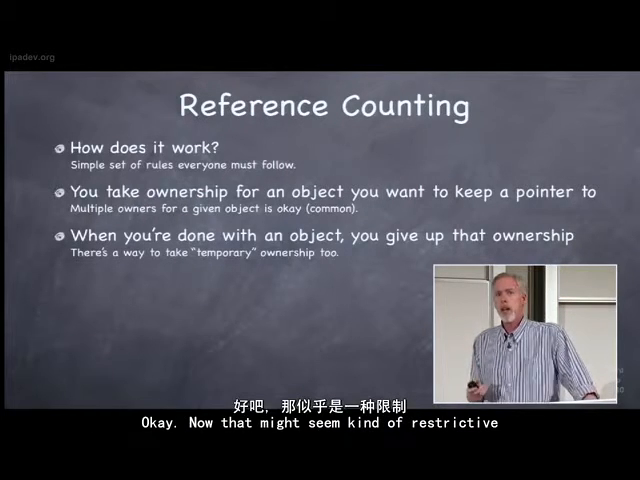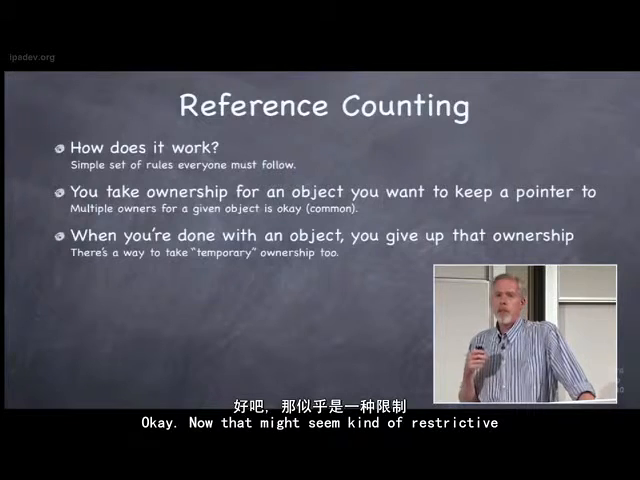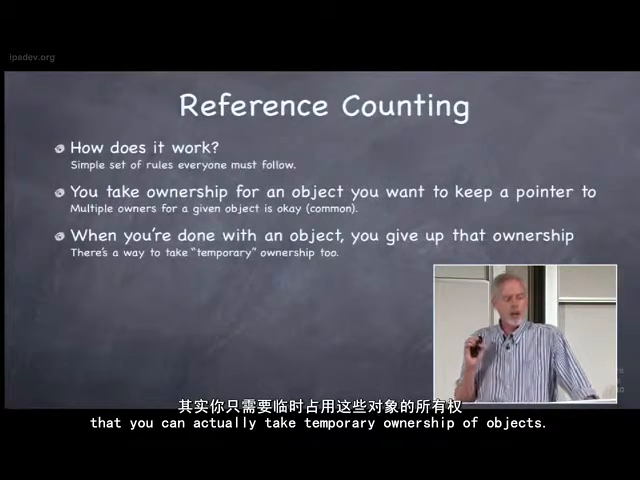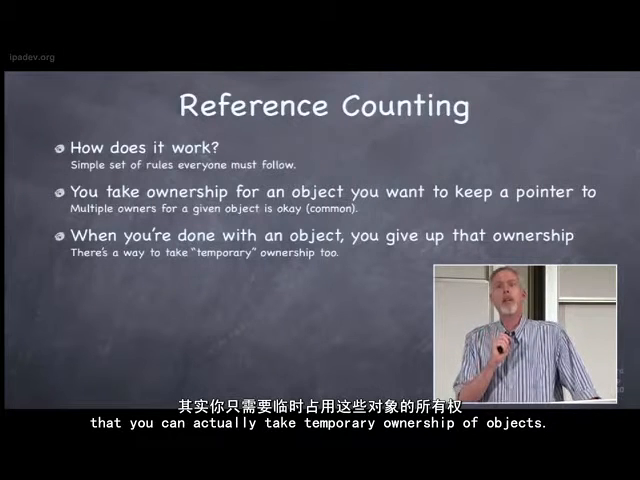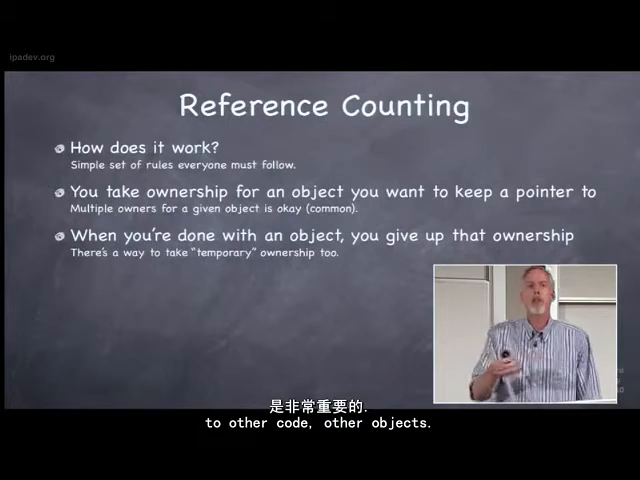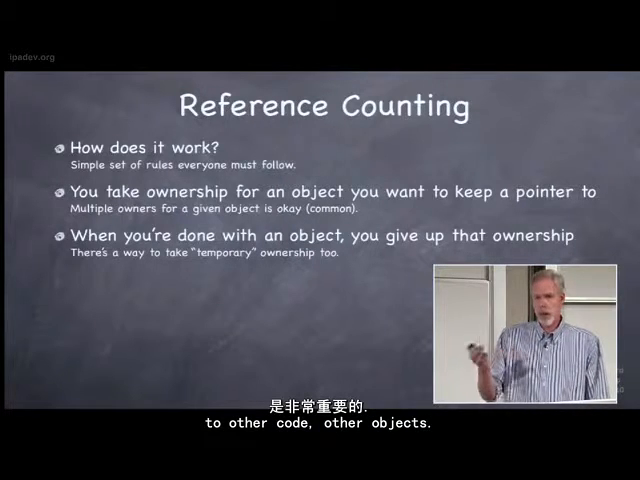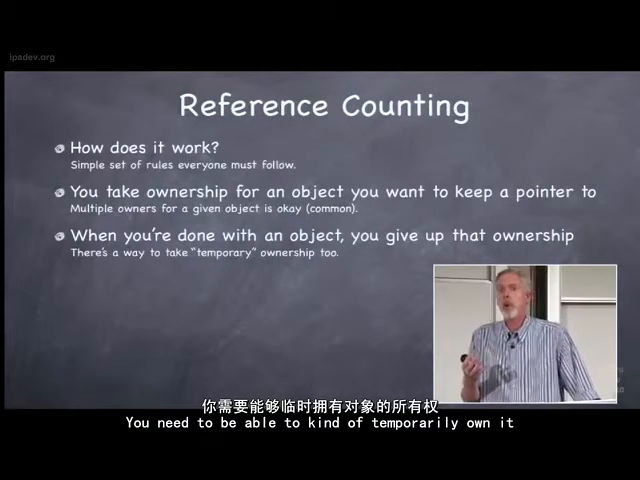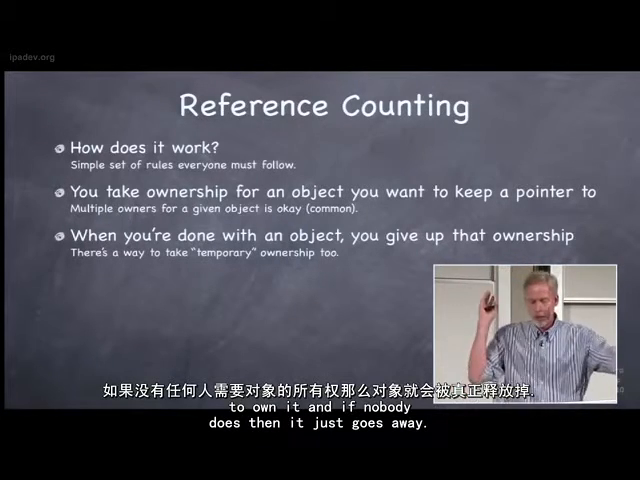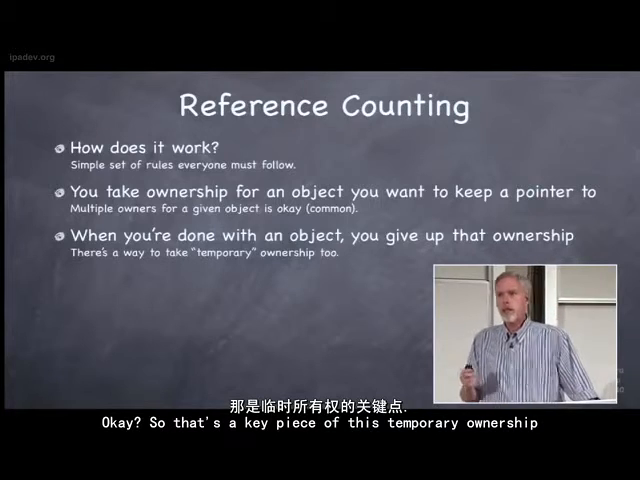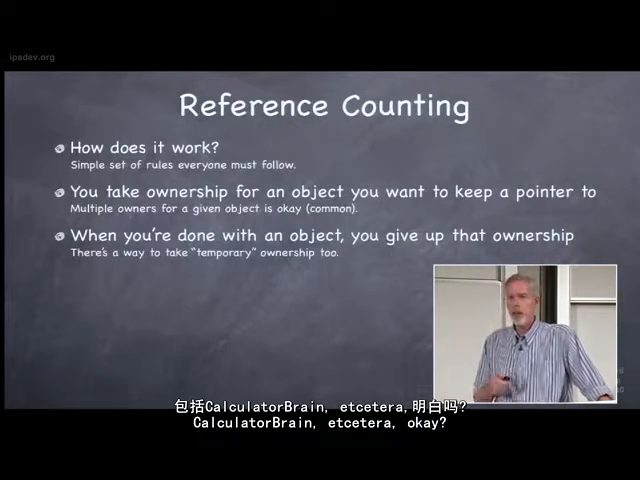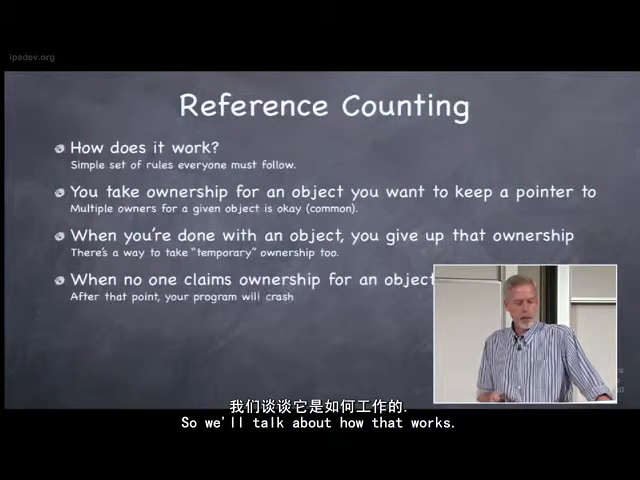Okay? Now, that might seem kind of restrictive, but there's a special magic piece of this, which is that you can actually take temporary ownership of objects. And that's really important for handing objects off to other code, other objects. You need to be able to temporarily own it until they've had a chance to decide whether they want to own it, and if nobody does, then it just goes away. Okay? So that's a key piece of this, temporary ownership, and that's what's happening with all the stuff we're doing in the calculator, brain, etc. So we'll talk about how that works.